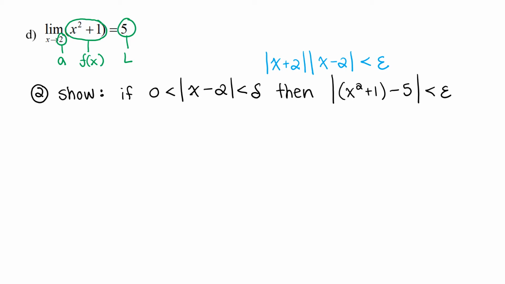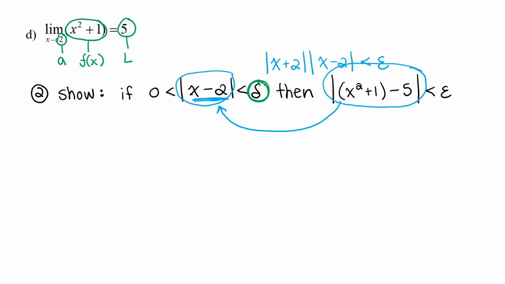So we need to find a relationship between epsilon and delta. And we do that by taking this absolute value expression and transforming it into the one with delta, so that whatever's on the other side of our inequality symbol is a good guess for delta. So just like with linear functions, we start with some simplification and factoring. So we have x squared plus 1 minus 5, which simplifies to x squared minus 4. So we have the absolute value of x squared minus 4 is less than epsilon.